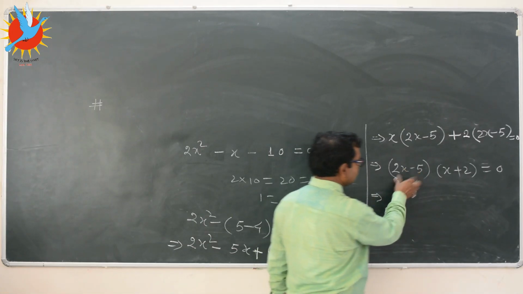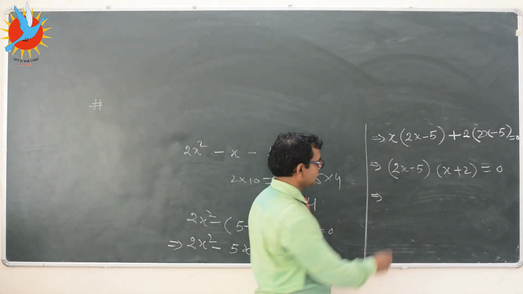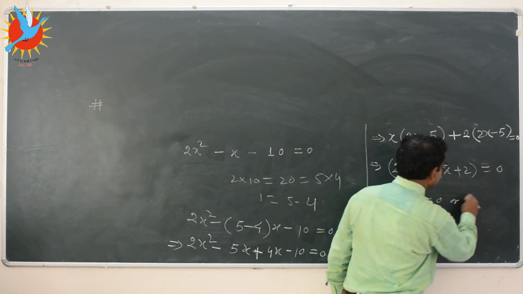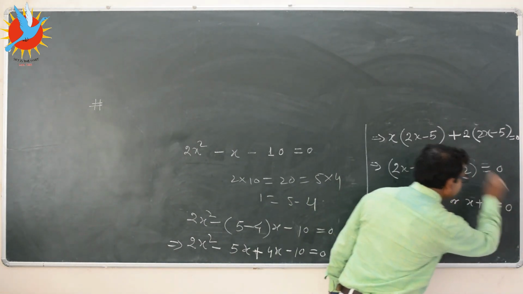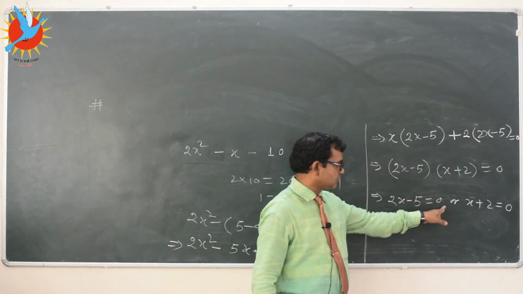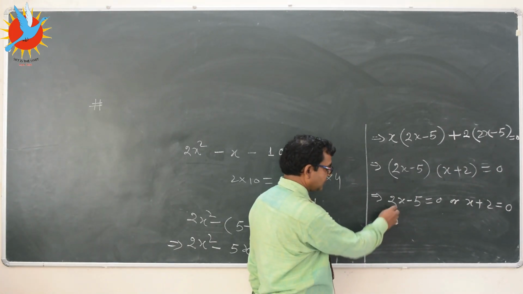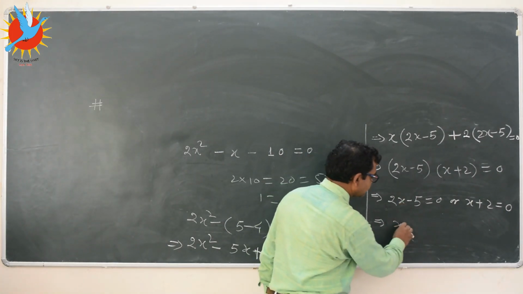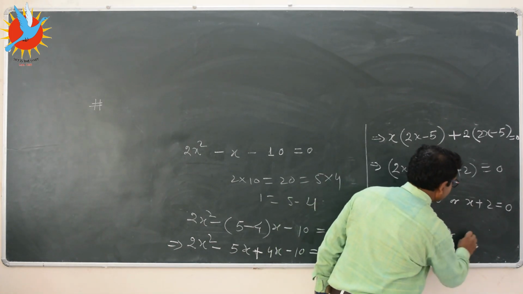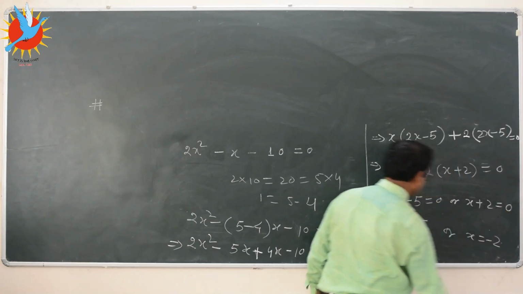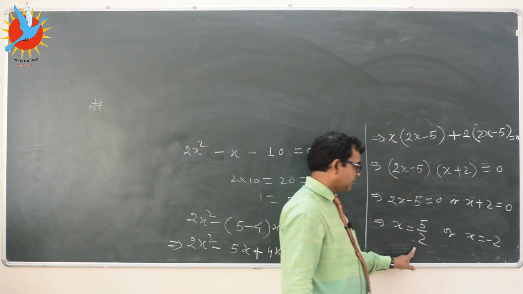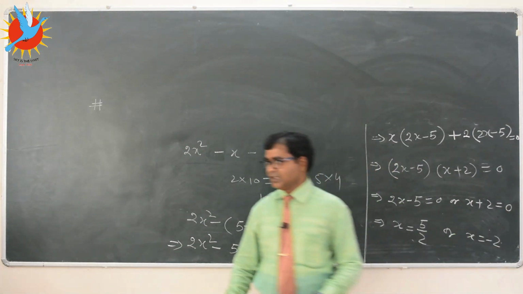Now this implies that either this is 0 or this equal to 0. So write here 2x minus 5 equal to 0 or x plus 2 equal to 0. Equating this to 0, taking this to the right hand side, here we are left with 2x, therefore we have x equal to 5 by 2, or x equal to minus 2. Therefore the solution of this quadratic equation is x equal to 5 by 2 and x equal to minus 2.